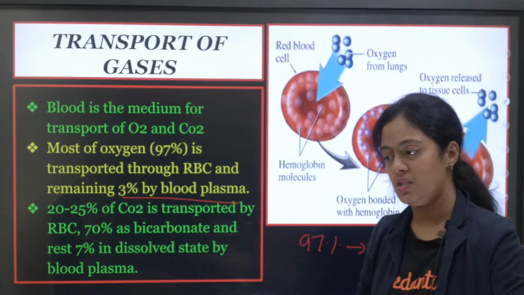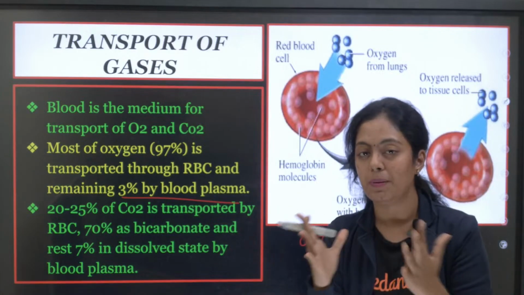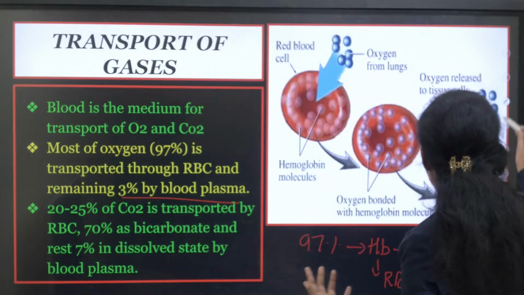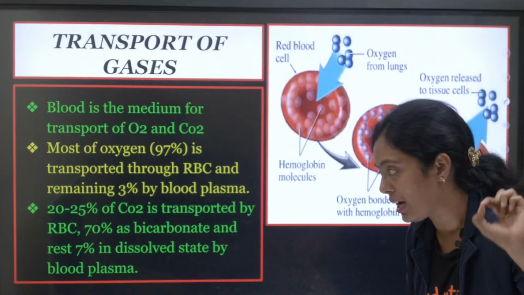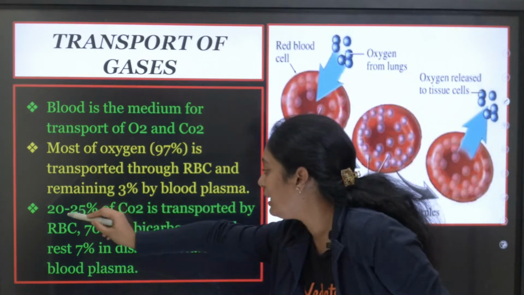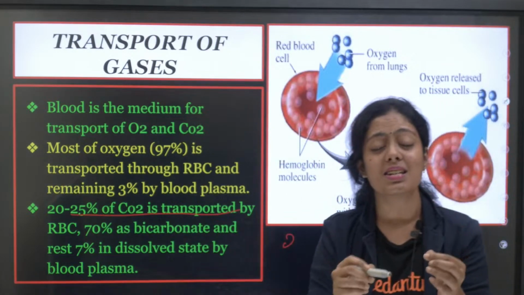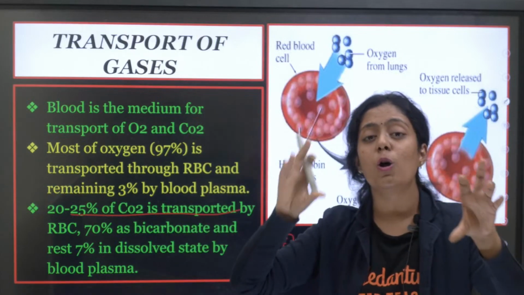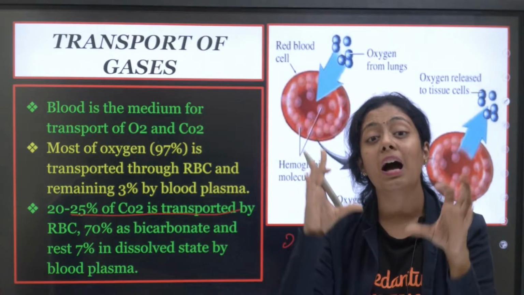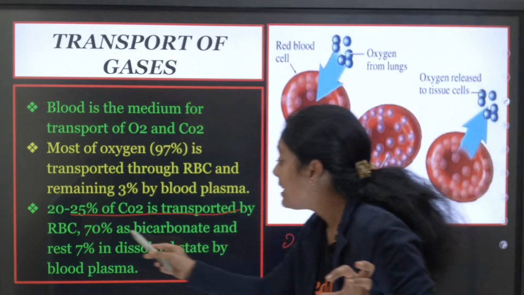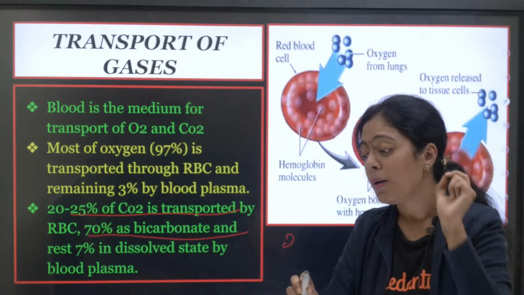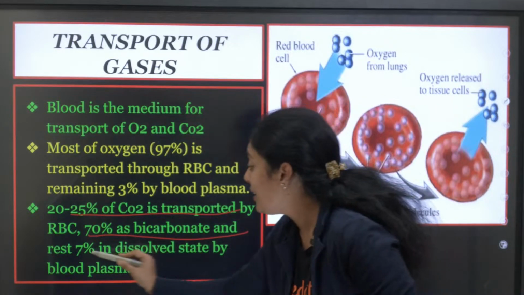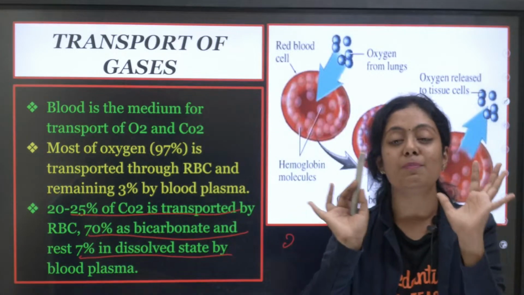Very important question. Okay, now carbon dioxide is not like that. So carbon dioxide has three important types of transport. So 20 to 25% of carbon dioxide is transported by RBC, like carbaminohemoglobin. Hemoglobin combines with carbon dioxide to form carbaminohemoglobin. Okay, whereas 70% is transported as bicarbonate. How is it transported, pasangla? Bicarbonate. The remaining 7% is dissolved in the blood plasma.